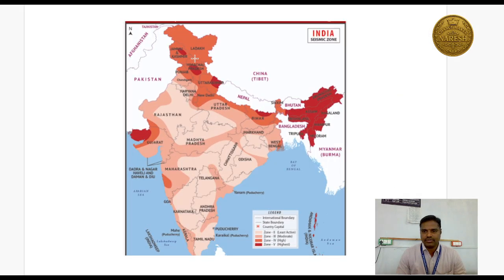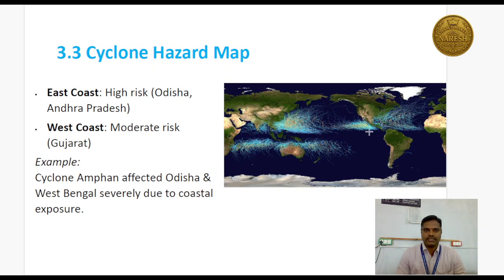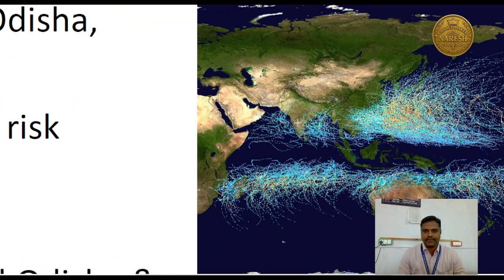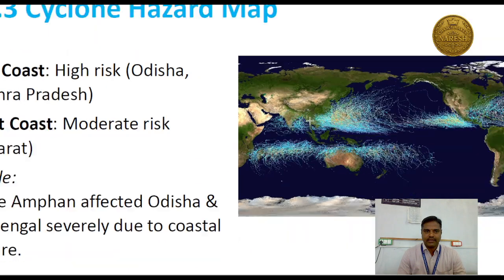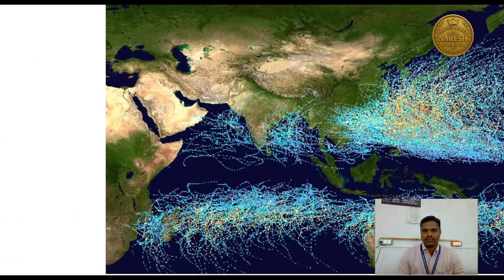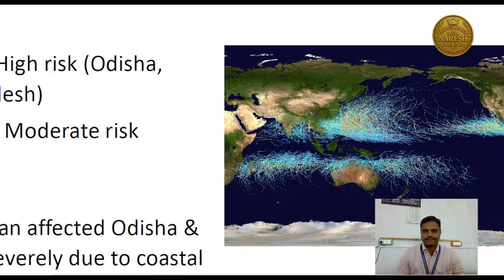So you should know which zones and which places we need to look at. The cyclone hazard map, east coast. The east coast comes around here. This east coastal region is high risk, and Orissa is the best example for the east coast. On the India map, the east coast is here, this is Orissa. The western coast has moderate risk. When you talk about Gujarat, it is very low compared to this point.